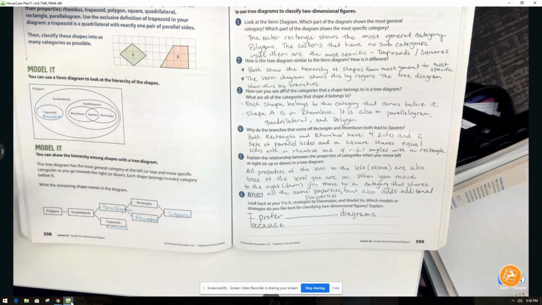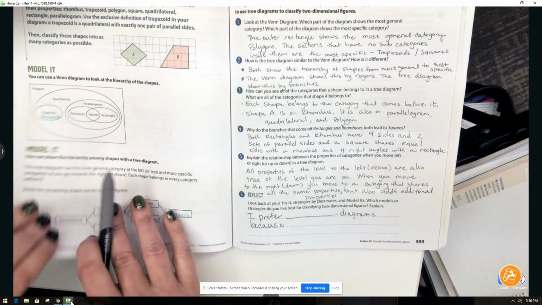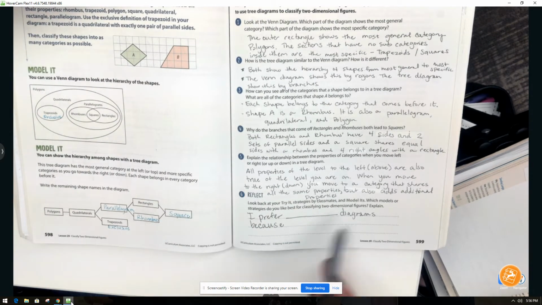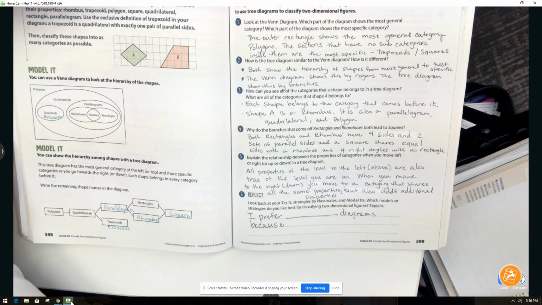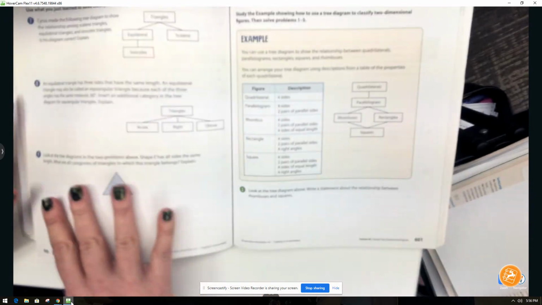And then finally, on the reflect, it says, do you prefer to draw Venn diagrams or tree diagrams? And it could be either type of tree diagram. So tell me which diagram you prefer, and then tell me why. When you're done doing that, you're going to go ahead and go to page 600, and we are going to do number 7, 8, and 9.